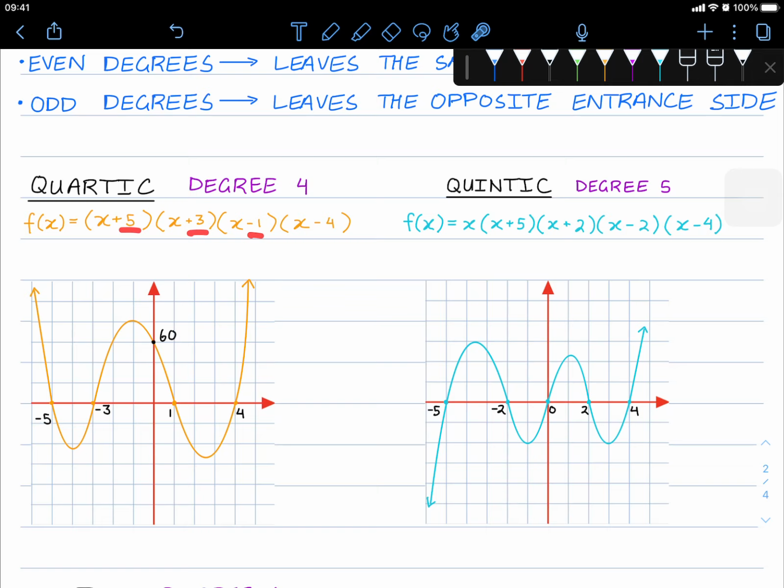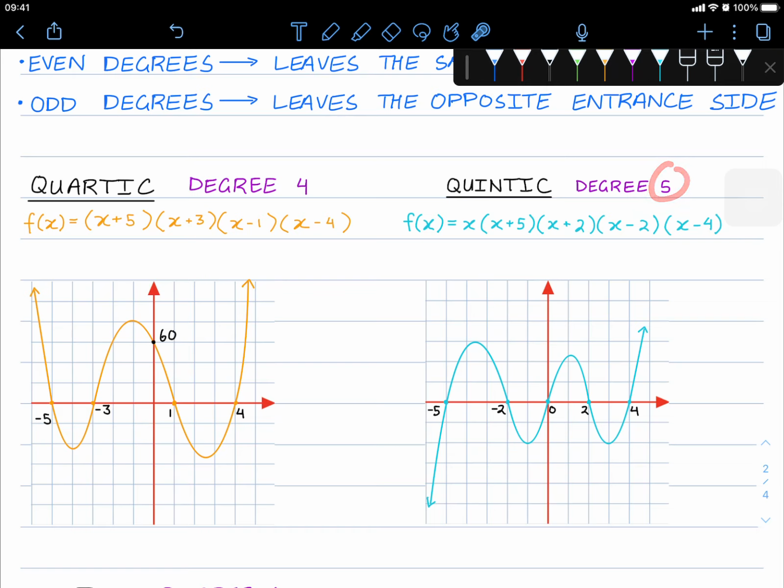And notice now, it has the 5. It's opposite to the sign. 3, 1, 4. And since it's degree 4 with a positive lead coefficient, it starts here, does its thing in the middle, and ends on the same side.